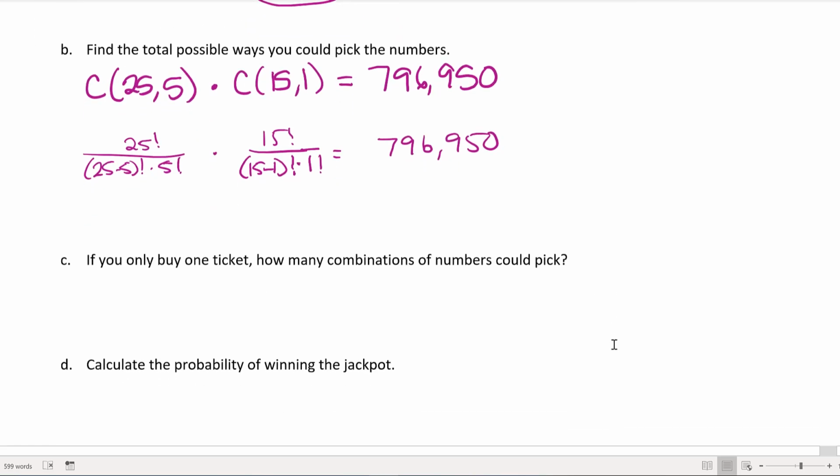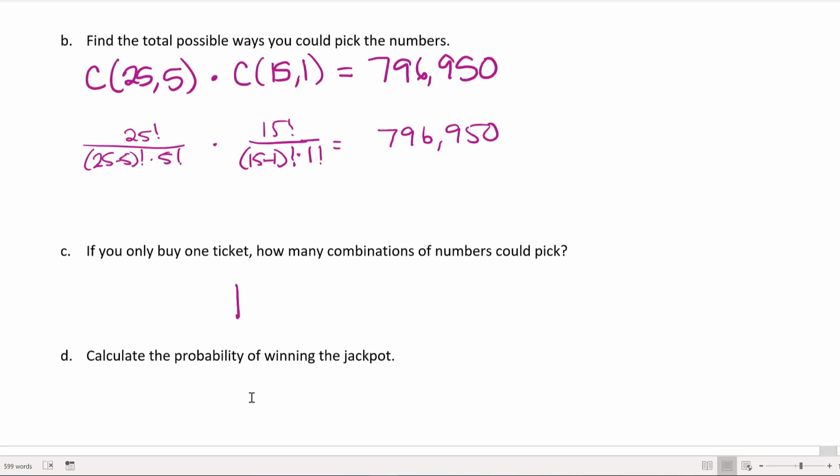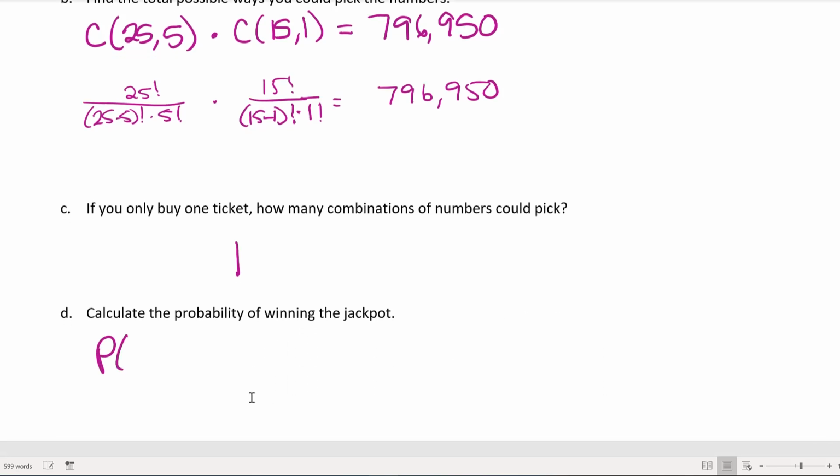So if you only buy one ticket, how many combinations of numbers could you pick? Well, one. There's only one way that you're going to pick it if you're buying one lottery ticket. So there's no real calculation to be done there. So what's the probability that you're going to win? Well, that's going to be one chance out of 796,950.